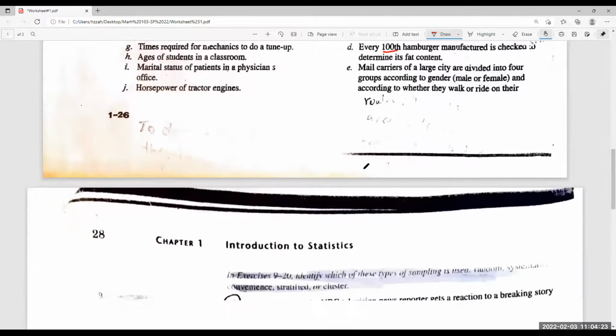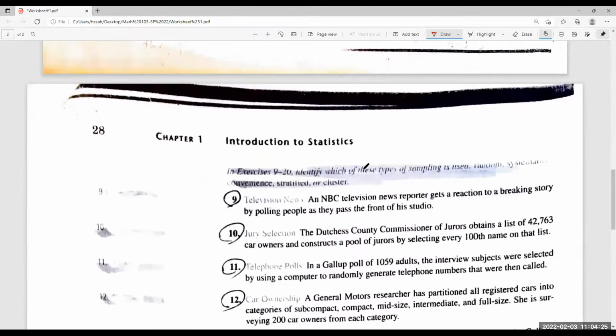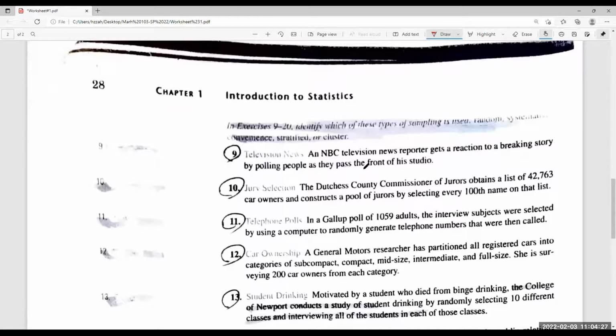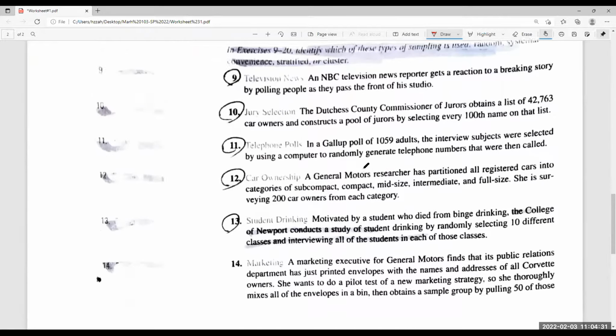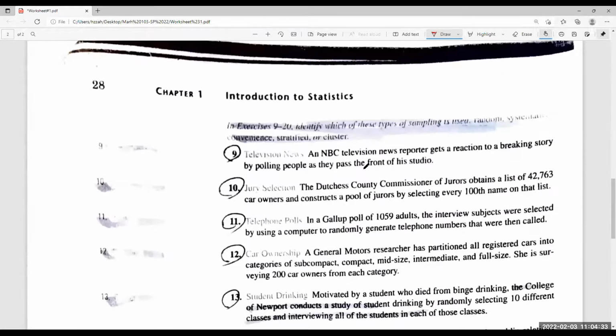So look at this one. This is, I think, section 1.5 of your book that we want to do. We get quite a lot. So what we'd like to do is identify each type: random, systematic, convenience, stratified, or cluster. Okay. So in your book, we go with the five different cases.